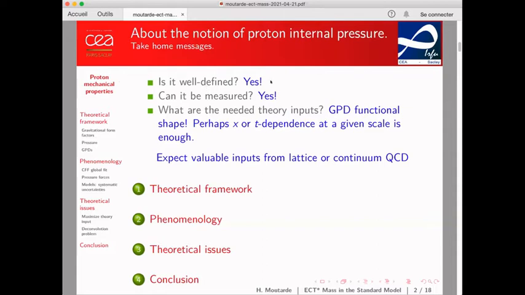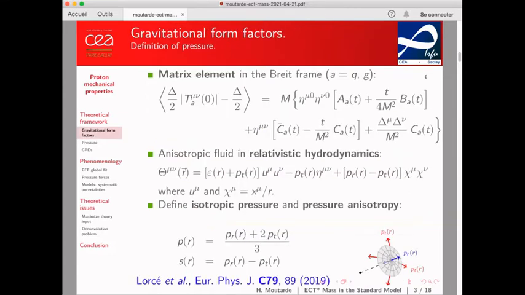So let me move to the theoretical framework. So basically, how do we do so? We start from the matrix element of the energy momentum tensor between hadron states. Here, for instance, I decided to write it in the Breit frame, where I express this matrix element in terms of gravitational form factors A, B, C-bar, and C, where the subscript a stands for either quark or gluon contributions.